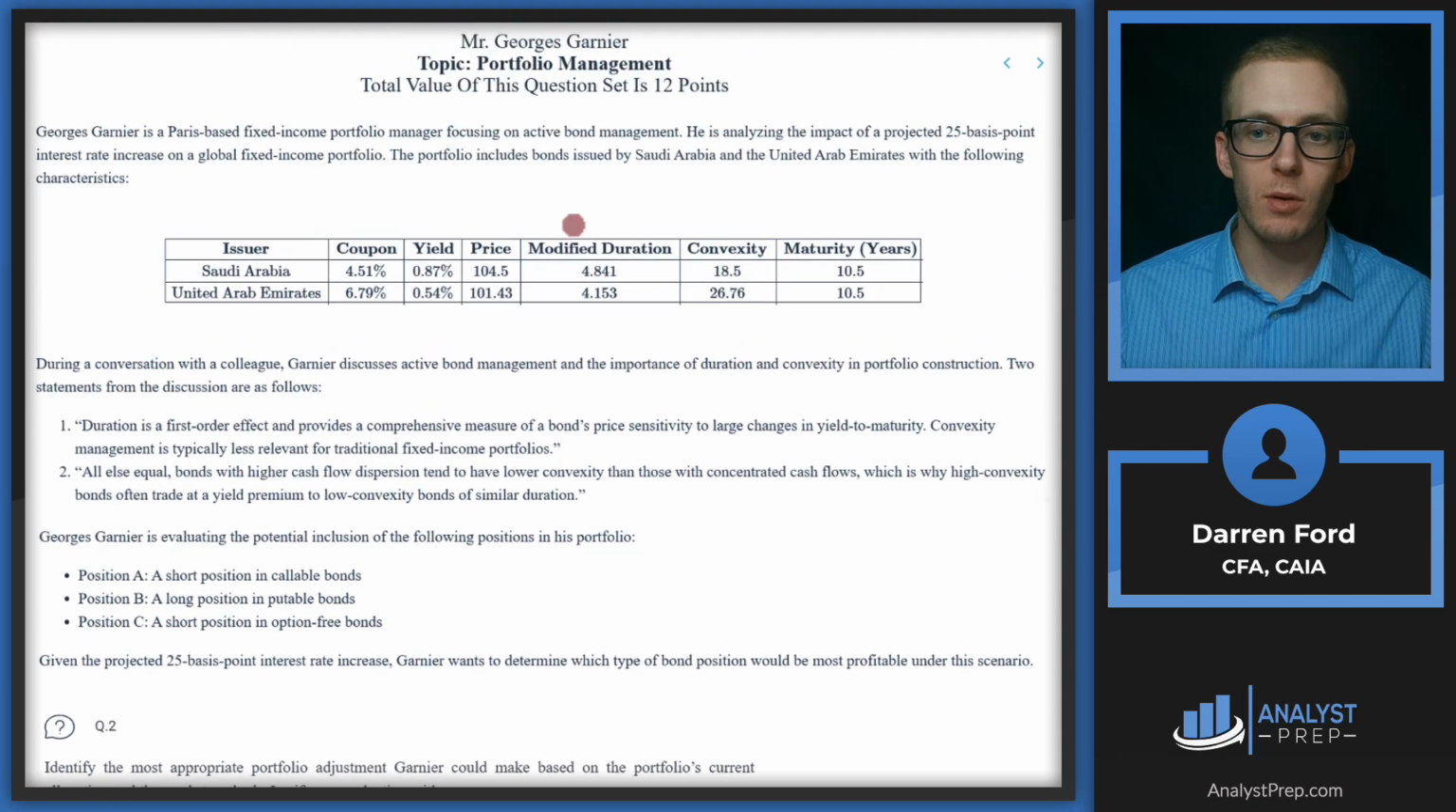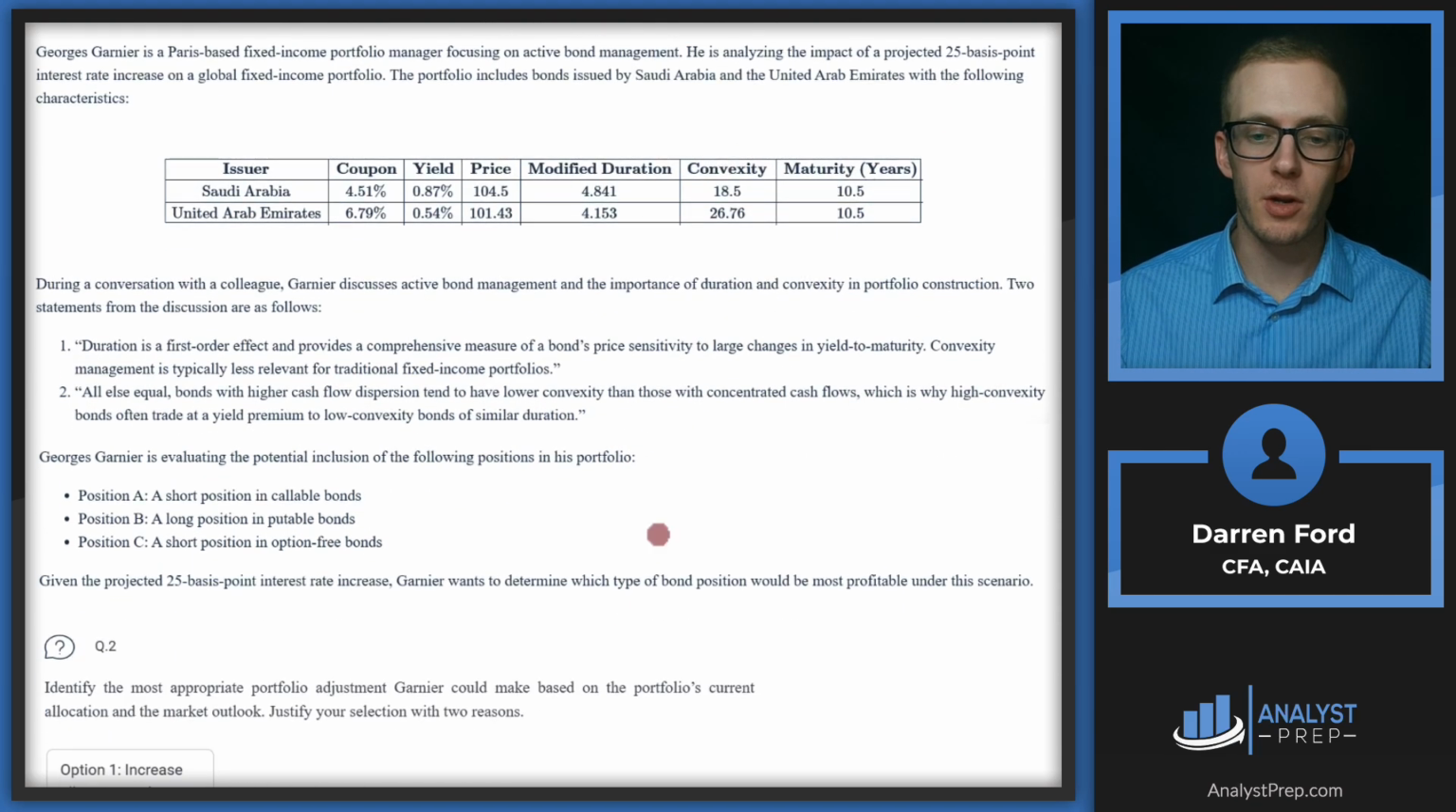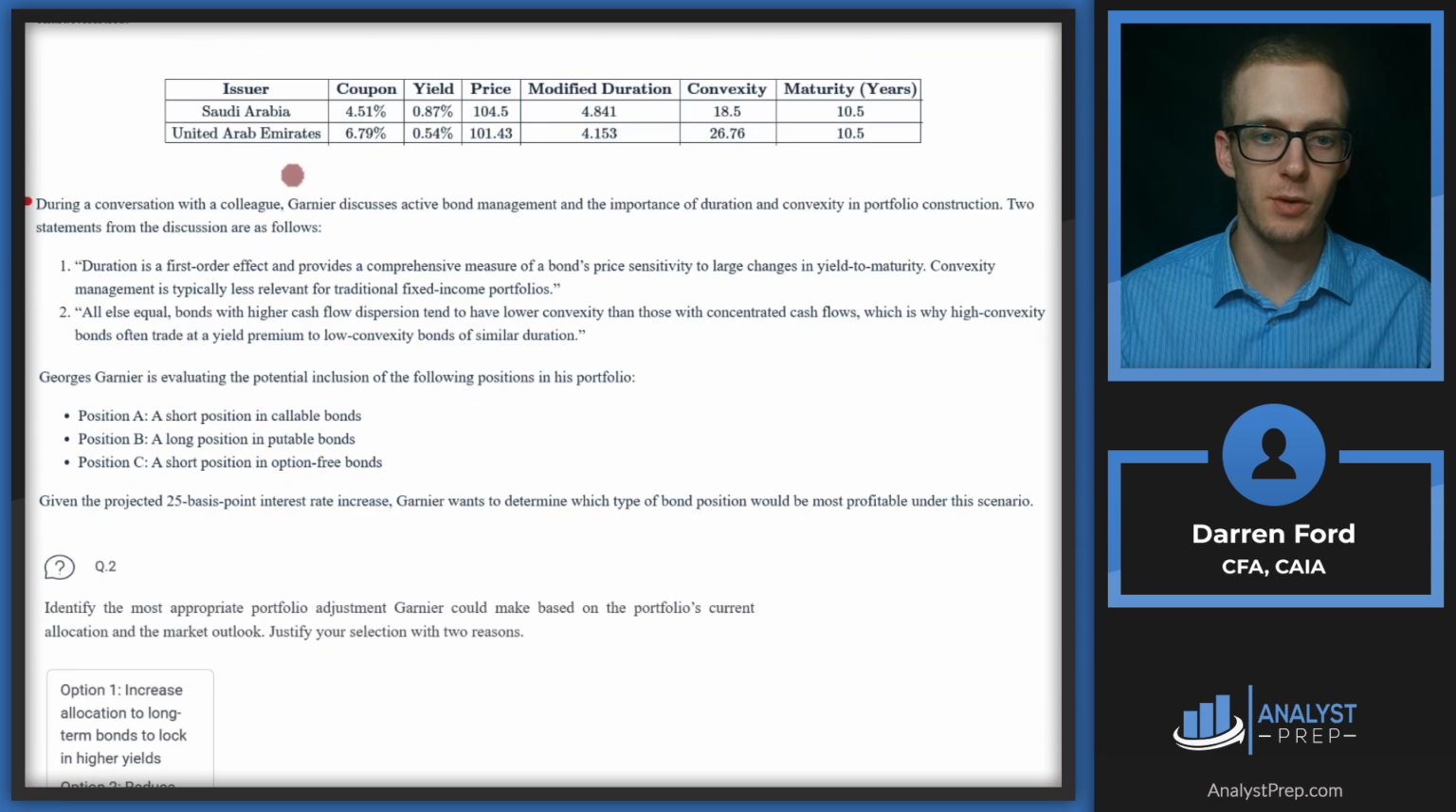All right, so let's read. Basically, all the information we have so far is that rates are going to increase by 25 basis points. Let's start reading a little bit and see if there's anything else we can or should do here, or any other information we need.